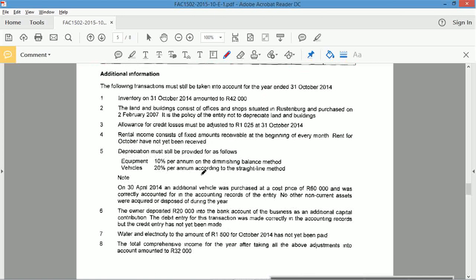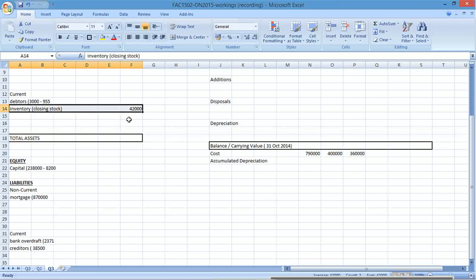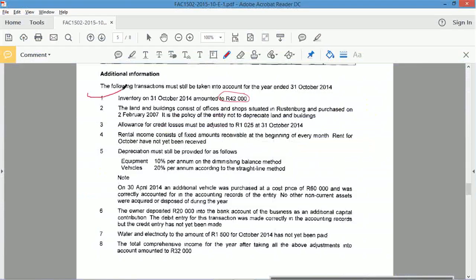Okay, let's adjust now. Inventory at 31st October, that's easy. 42,000 is your closing stock. Now I can put that in. 42,000. Inventory. Tick. Land and buildings consist of those property. It's not depreciated, that's fine. Just tick. That means nothing.